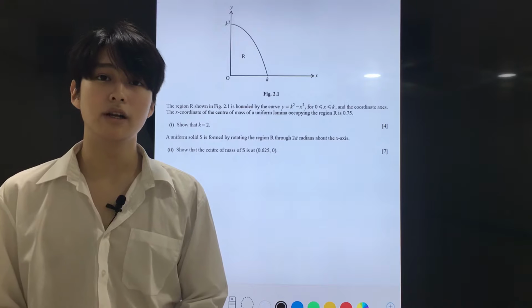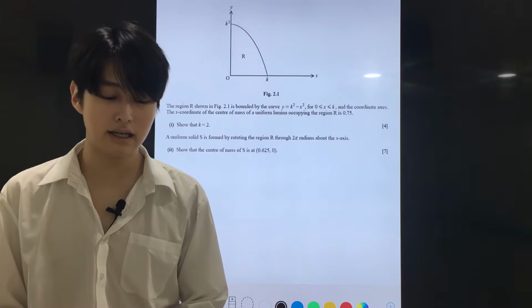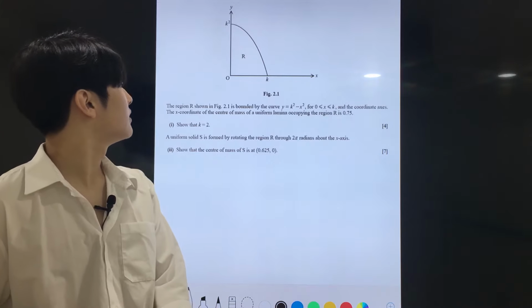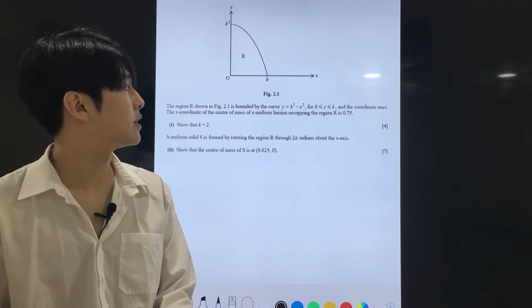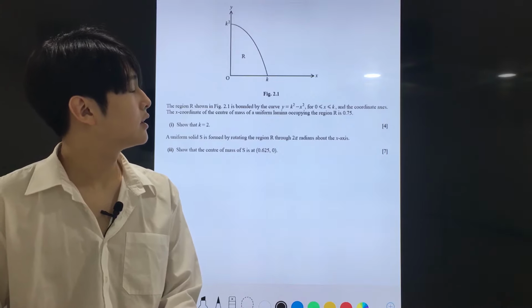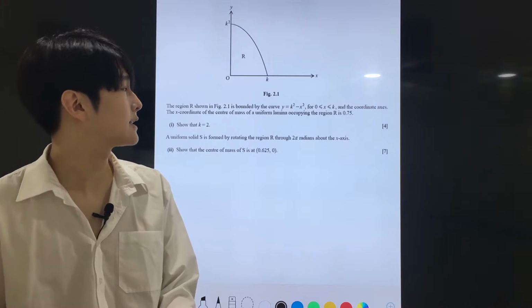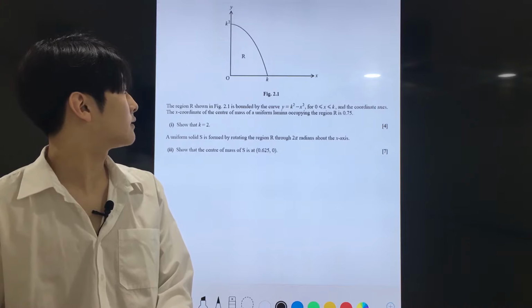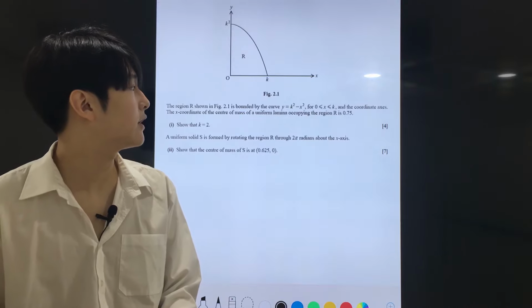In this video, we're going to be looking at the centre of mass question from MEI M3 2016. The question states: the region R, shown in figure 2.1, is bounded by the curve y equals k squared minus x squared for 0 ≤ x ≤ k, and the coordinate axes. The x-coordinate of the centre of mass of the uniform lamina occupying the region R is 0.75.